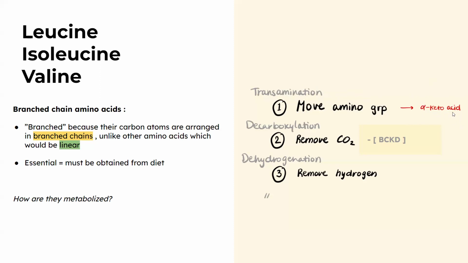And then this alpha keto acid will undergo decarboxylation. Decarboxylation is again the removal of carbon dioxide or a carboxyl group. And this is done by this enzyme. This enzyme is really important, we're going to go back to it again. It's called the branched chain keto acid dehydrogenase, or they'll also say alpha keto acid dehydrogenase. The third step is dehydrogenation, where you remove a hydrogen. Okay.